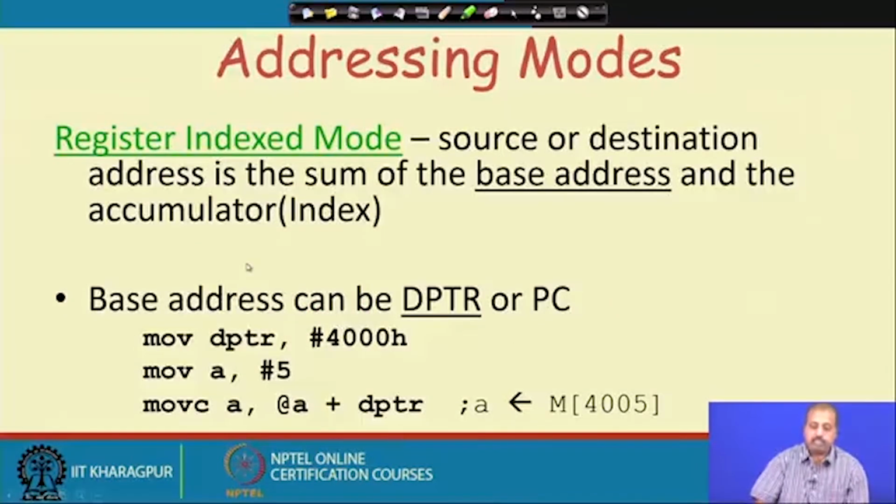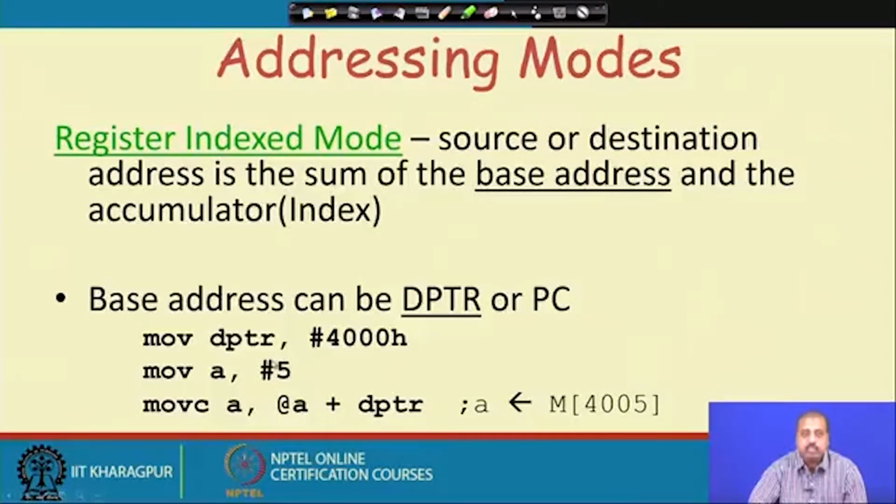Then we have this register indirect mode, where the source or destination address is the sum of the base address and the accumulator. The accumulator can be used as an index, like this one. DPTR has 4000 hex, so MOV DPTR, #4000H. So, DPTR gets 4000, then we move A, #5, and then we say MOVC A, @A+DPTR.